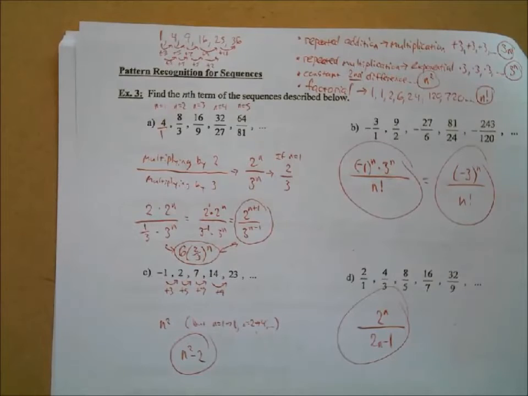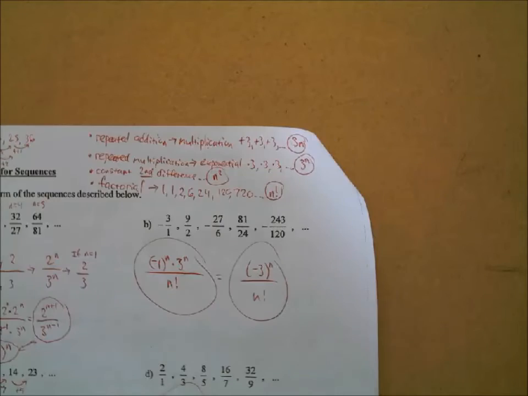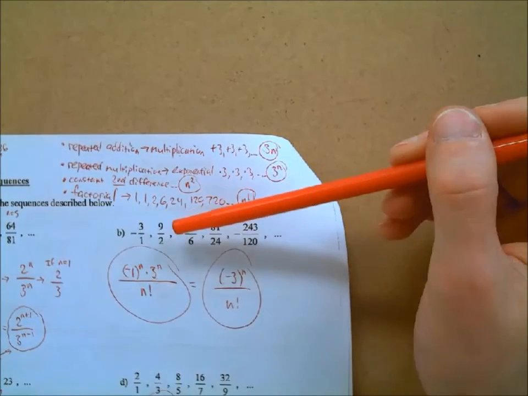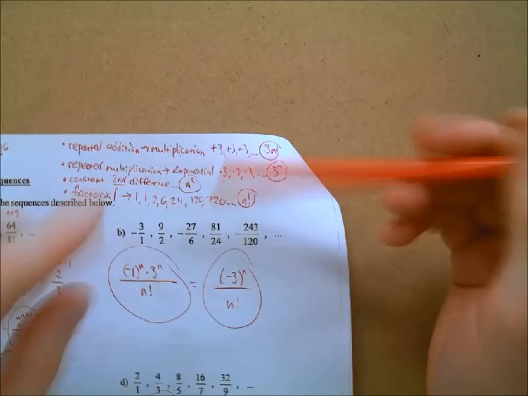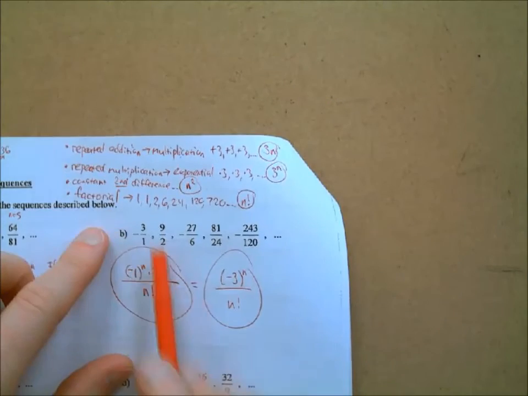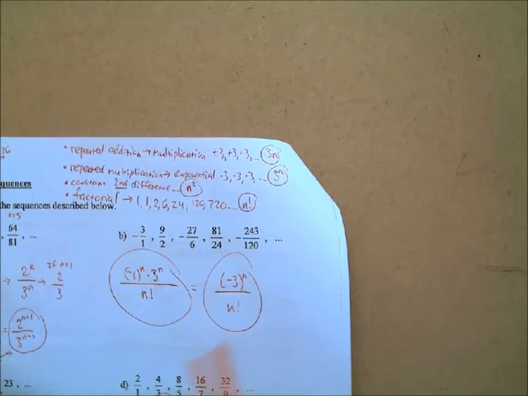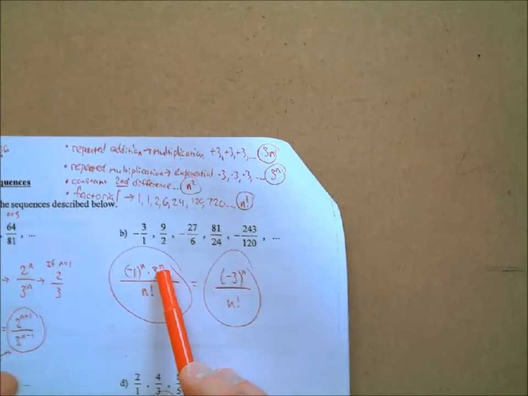Letter B. Looking at that one, you'll see it's first alternating: negative, positive, negative, positive, negative. We'll hold off on that and just focus on what's happening in the numerator. 3, 9, 27, 81, 243, those are clearly powers of 3, so it's 3 to the n there for our numerator.